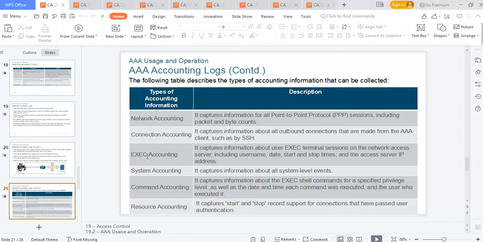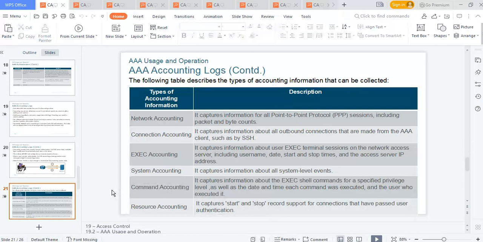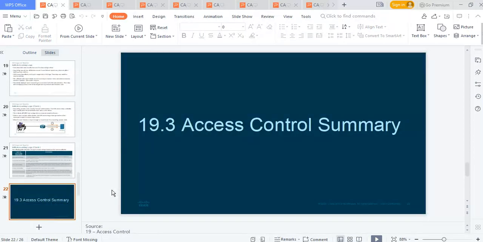Types of accounting information. You see, command accounting, good enough. Just last week I discovered that the Kali Linux environment keeps a long log of all of the commands that you've entered. Windows doesn't do that well, right? But the Kali environment does that. All of the commands that you've typed, even if you shut down the machine and get back to the command line interface, the terminal, you're going to see all of the things that you've done, all of the commands that you've entered earlier on. So you have network accounting, connection accounting, execution accounting, system accounting, command accounting, resource accounting, and other types of accounting.